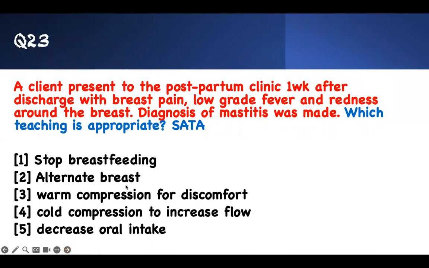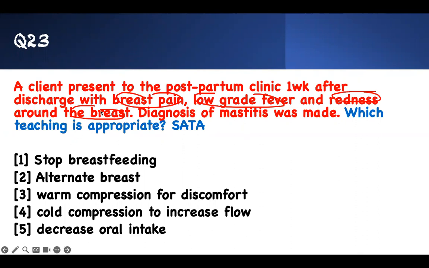Number 23. The client presented to the postpartum clinic 1 week after discharge with what? Keywords. I have breast pain. I have redness around the breast. You see the keywords? Breast pain, low-grade fever, redness around the breast. Diagnosis of mastitis was made. Which intervention is appropriate? Look at it. Test-taking skills. Mastitis, inflammation, right?